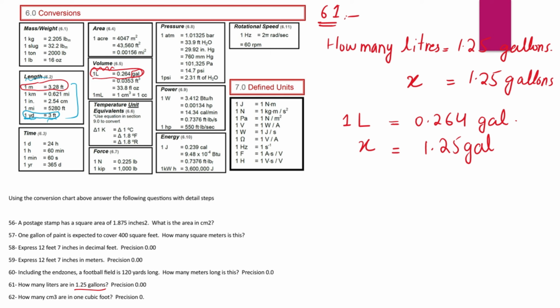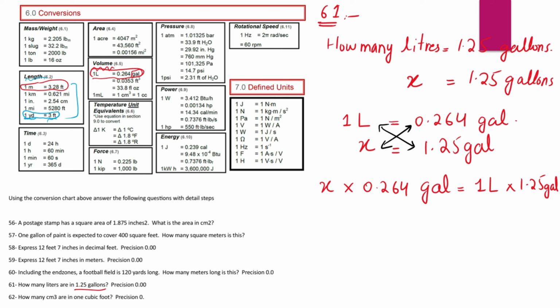Again, just do the cross multiplication. If we do the cross multiplication, what are we going to get? You need to find it out. Just pause the video and find the value of x. Okay, so let me do it now. x multiplied by 0.264 gallons is equal to 1 liter multiplied by 1.25 gallons, right?